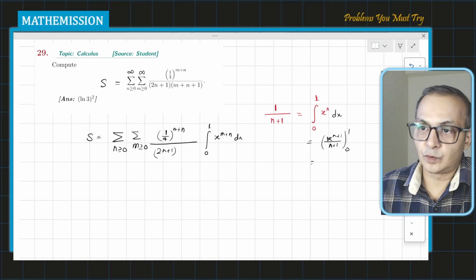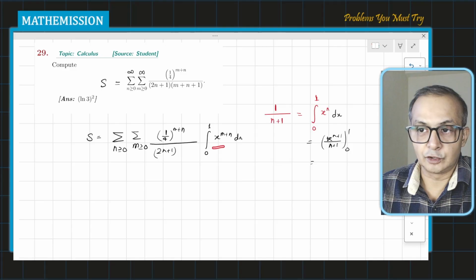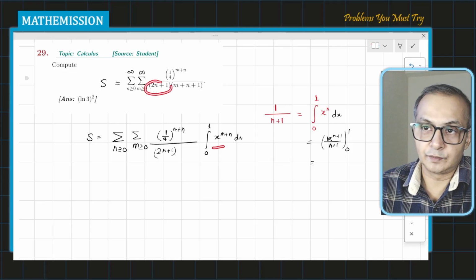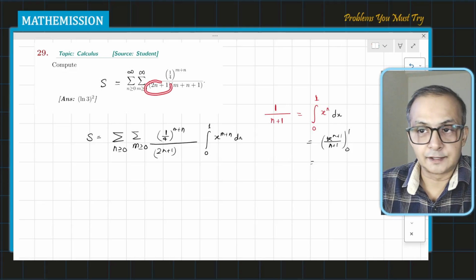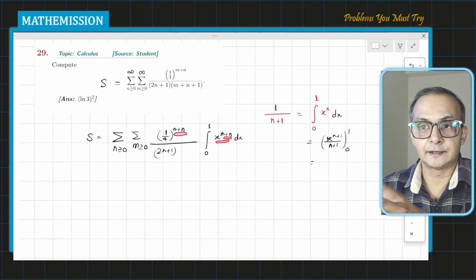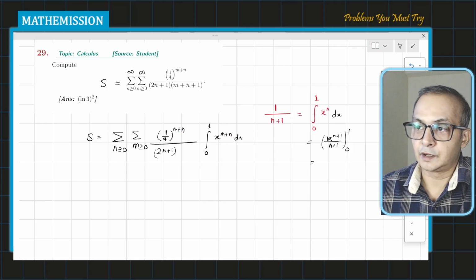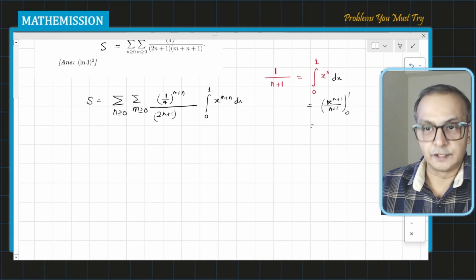And you can ask one valid question: why did we write this particular term as an integral? Why not take the 2n plus 1? The valid answer is this: I can see here is also m plus n and here is also m plus n. I can combine them together to give some fruitful result.